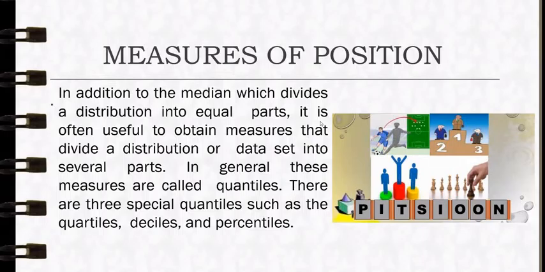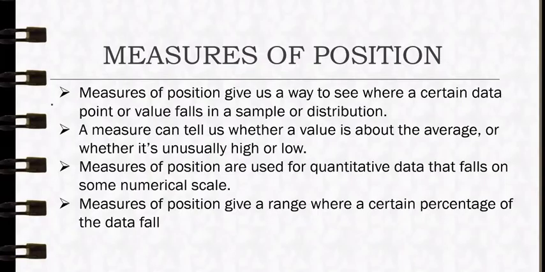Now, an extension of the median concept is what we call the measures of position. We have the quantiles, or measures of relative position, and there are three commonly used: quartiles, deciles, and percentiles. There is also the interquartile range and others. So what do the measures of position do? They give us a way to see where a certain data point or value falls in a distribution. They can also give us a range where a certain percentage of the data falls.